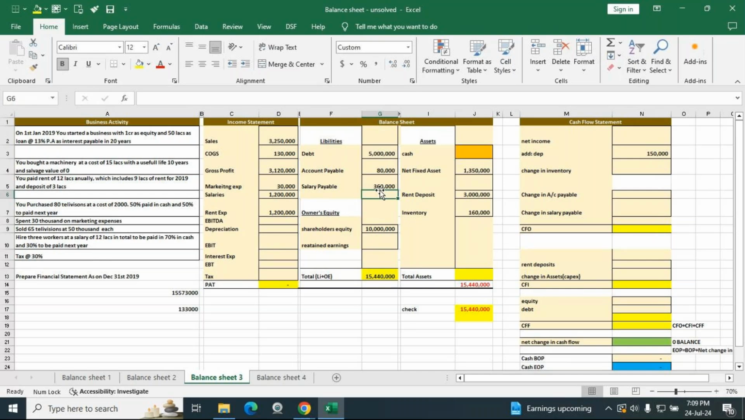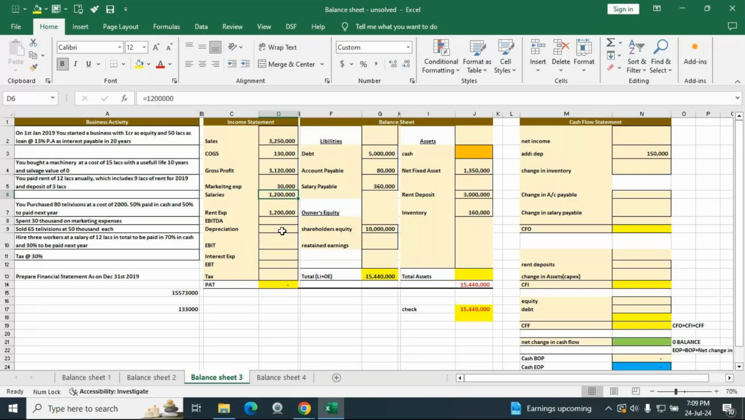Correct? So next here. Ma'am, now salaries, you've put in income statement 12 lakhs, but aren't you supposed to take it as 12 lakhs into 70%?